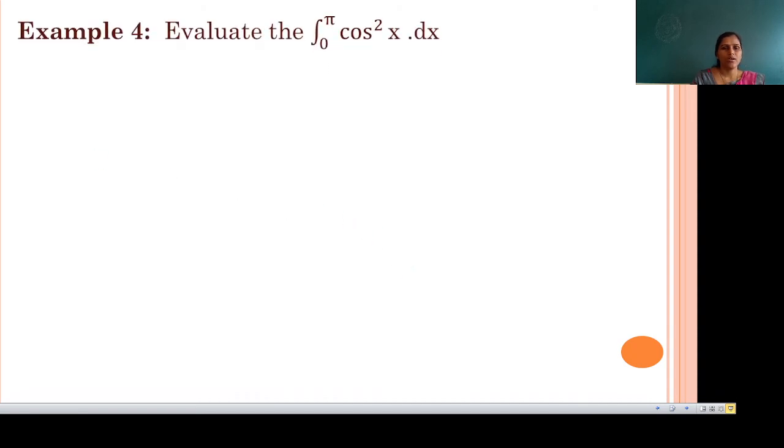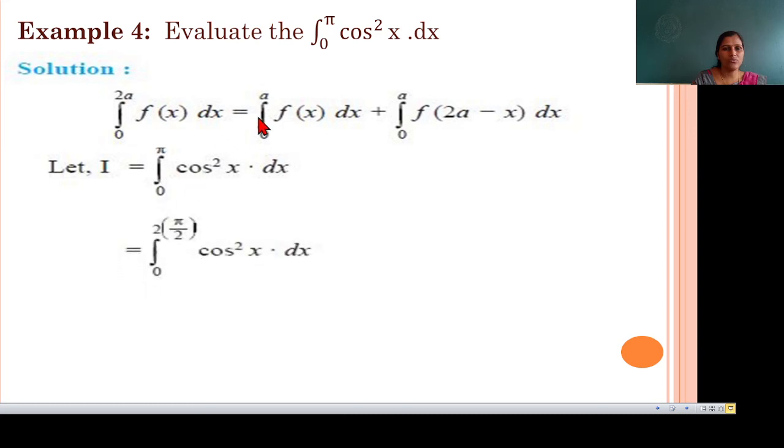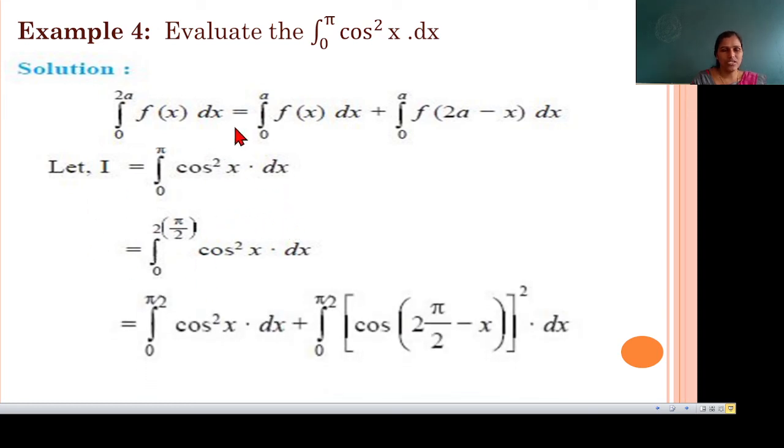So now we will move to our next example, that is example 4. The example is: evaluate the integral from 0 to pi of cos square x dx. So for this example, we are going to use this property. According to this property, we have to change this integral. So I is equal to integral 0 to pi cos square x dx. We are going to change this integral with the help of this property.